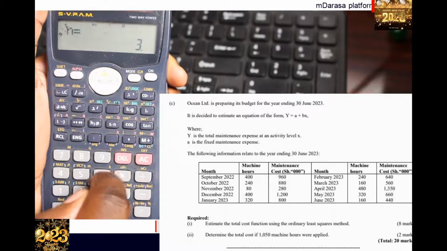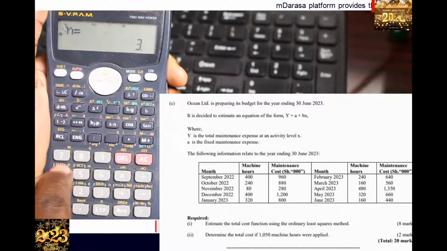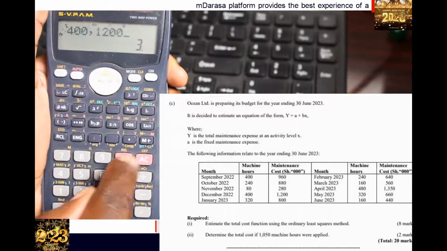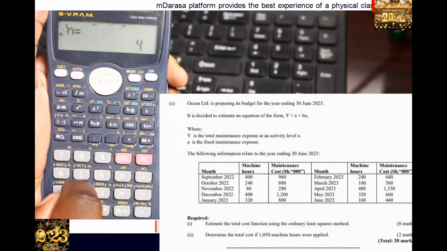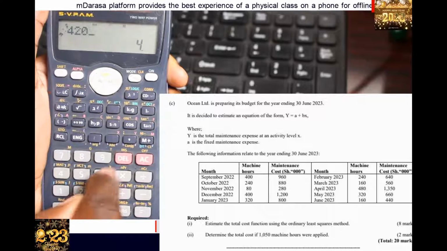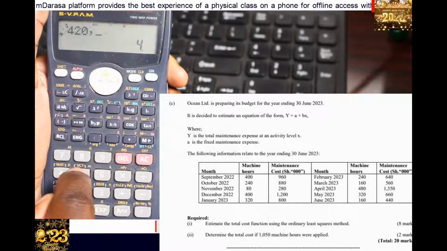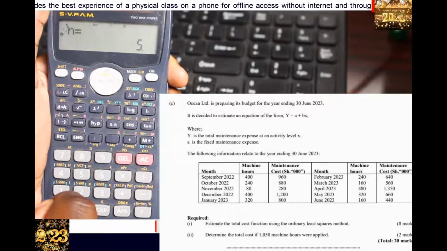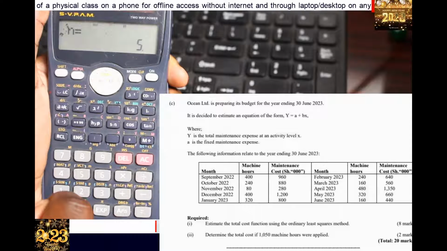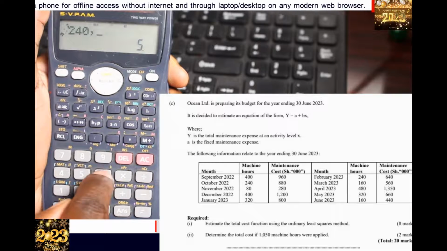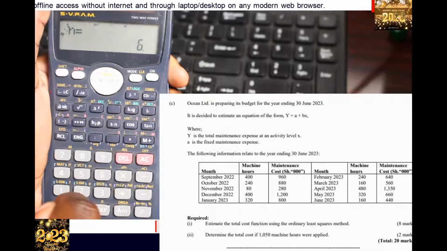I do m plus. In that case, I'll be having 400, comma, I do 1200, m plus. I'm having January, we're having 420, comma, 800. I do m plus. You must be very keen so that you should not mix up your data. Followed by the other value for Feb. I'm having Feb, which is 240, comma, 640, m plus.